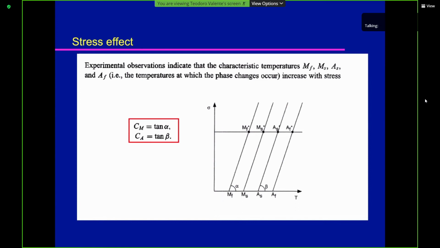And this increase is quite simple because it is a linear increase. You see here, qualitatively, if we increase the stress, the critical temperatures, this is the temperature axis, increase linearly. We have a linear increase characterized by an angle alpha for the temperature referred to as MF, and this is the same for the temperature MS. Likewise we have a linear increase defined by an angle beta for AS, which is the same for AF.